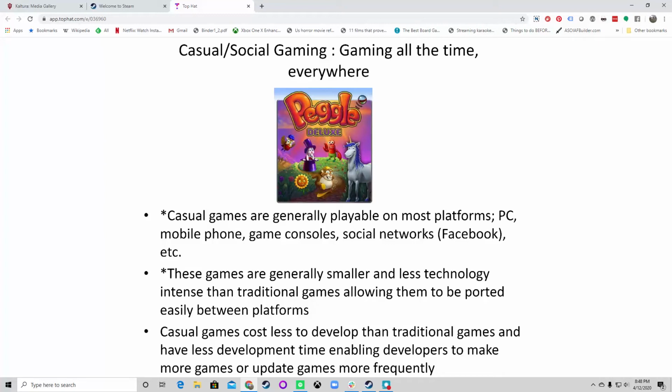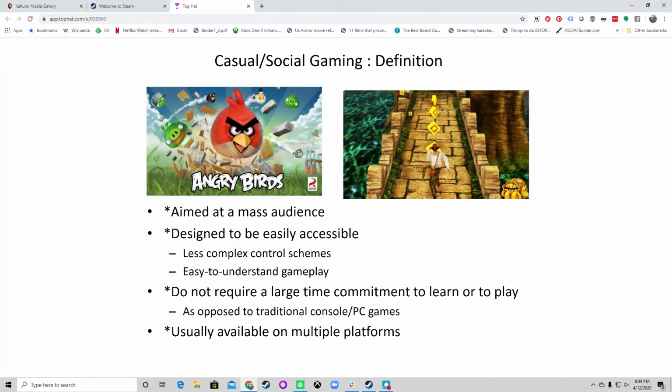Casual games also cost less to develop than traditional games, and they can have a faster development cycle. So this lets game developers who work in this field make their games more frequently or update them more frequently. And a casual game is really designed to be accessible. It is aimed at a mass audience, right? If you're a hardcore World of Warcraft player or an FPS person who plays a lot of Fortnite or Call of Duty, a sports player who does a lot of Madden or FIFA or NBA 2K, these games are not necessarily aimed at you or the person who really likes 40-hour JRPGs or 100-hour open world games. These are just aimed at everybody.